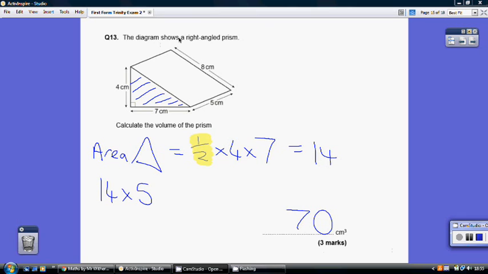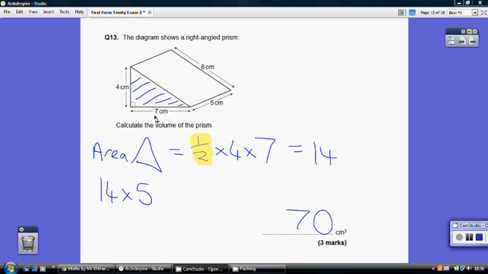Question 13. Now a prism is a three-dimensional structure that's got a constant cross-section all the way through. So it could be a cylinder, it might have a circle on the end. It could be a rectangular prism, it could have a rectangle there on the end, or so on. But there is a process you have to follow to work out the volume, the space inside a prism.